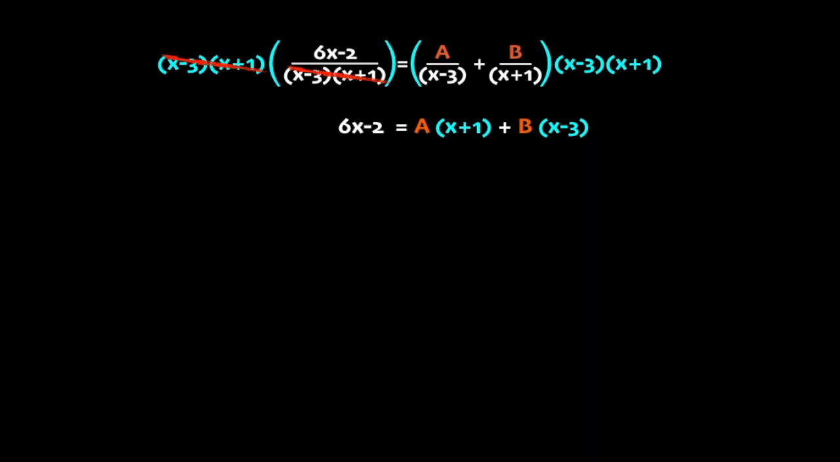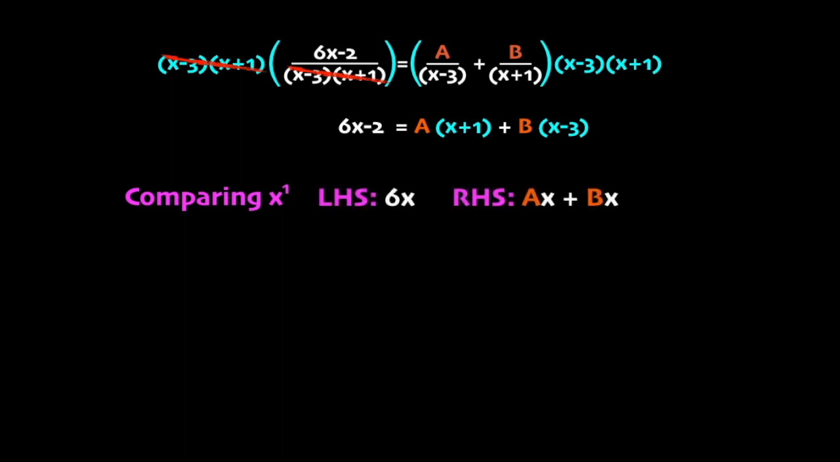So we've just solved our partial fraction decomposition by picking values for x, and now we're going to do it again by equating coefficients. So we can start by comparing the x terms. On the left we have 6x, and on the right we have ax plus bx. And so if the coefficient of x on the left is 6, that tells us that the coefficient on the right also has to be 6, and therefore a plus b is equal to 6.